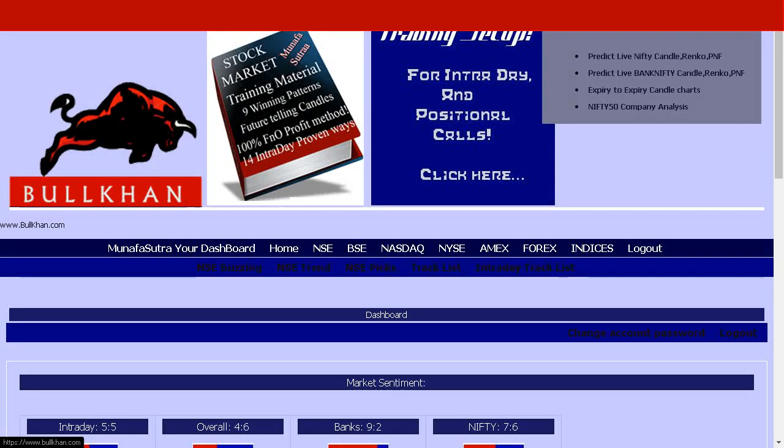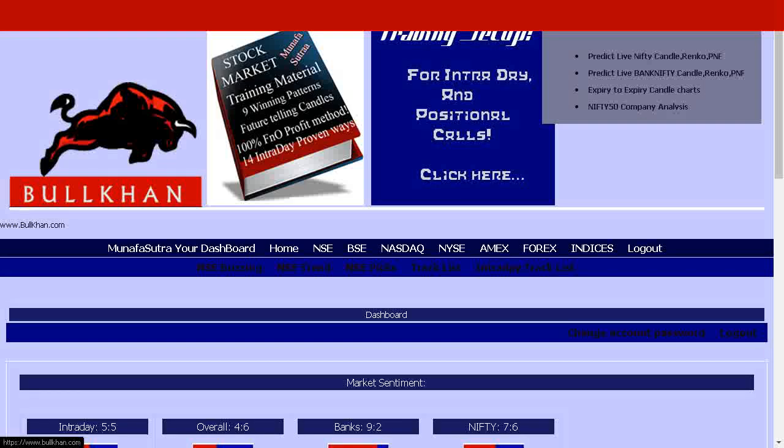First of all, go to this website, gulkhan.com. See, the name of the website is written in the top left corner, just below the image of the bull. I will also give you the link in the description box. Once you are here, create an account and then log in.